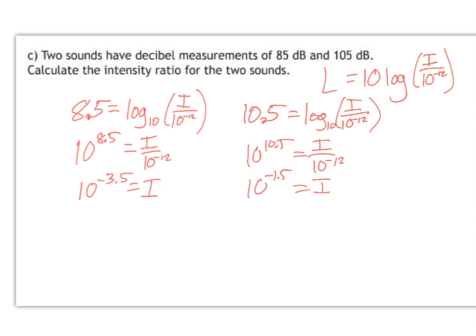Finally, the ratio. I'm going to take my bigger volume, 10 to the negative 1.5, divide by my smaller volume, 10 to the negative 3.5. Using exponent rules, I'm going to subtract those exponents, and I get 10 to the 2, which is 100. That means that a sound that is 105 decibels is 100 times as loud as a sound that's 85 decibels.